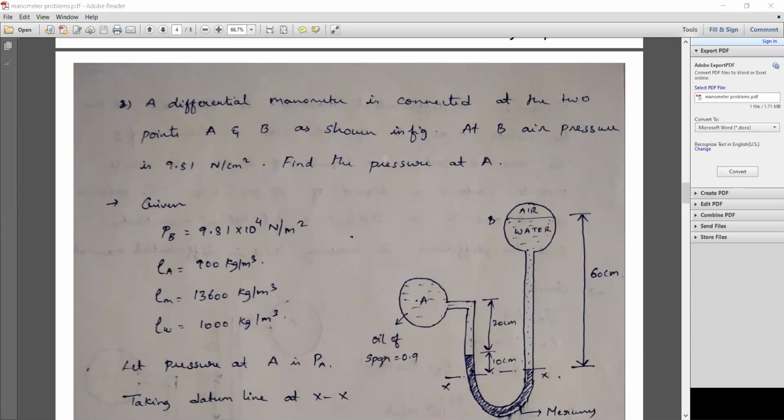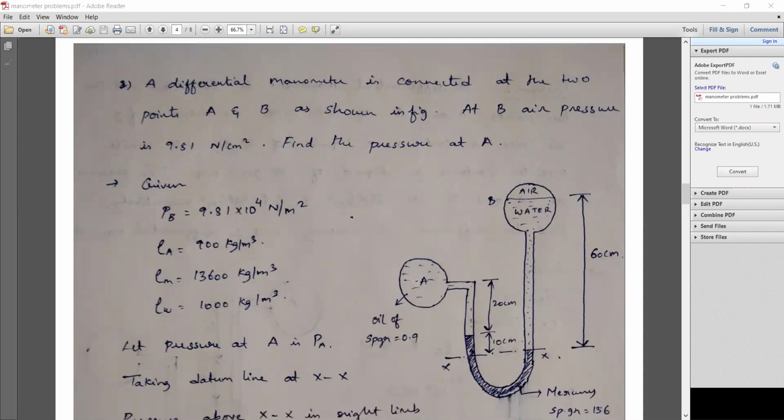So at point A, it is an oil of specific gravity 0.9. In the diagram he has given. In the question he has not given anything. In the diagram he has mentioned many things. See there. At point A, we have an oil of specific gravity 0.9. And at point B, if you see, it is a combination of air and water. But only some part of the pipe is filled with water. Remaining air is there. Okay.